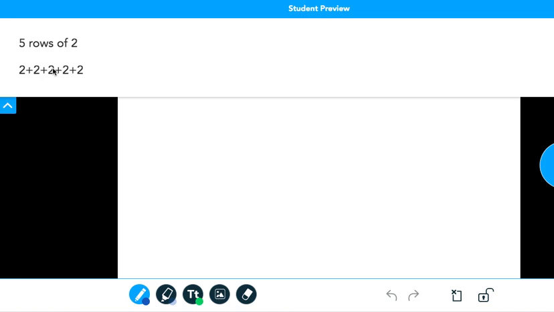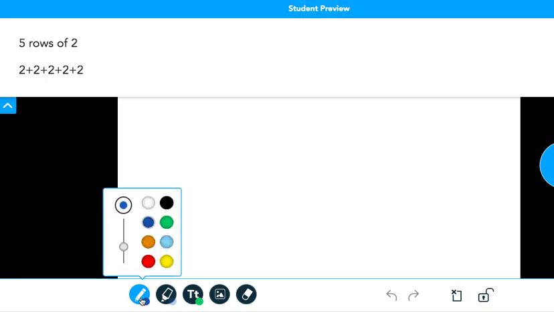And then we're also going to be looking at problems like this number sentence down here, where it says 2 plus 2 plus 2 plus 2 plus 2, and making an array from a number sentence. Okay, so I'm going to look first at this 5 rows of 2. I remember rows go across.